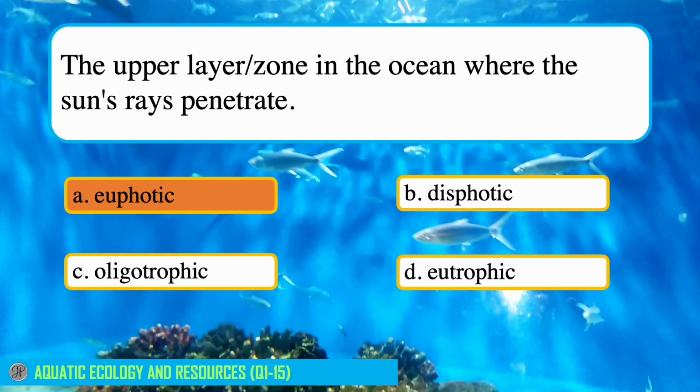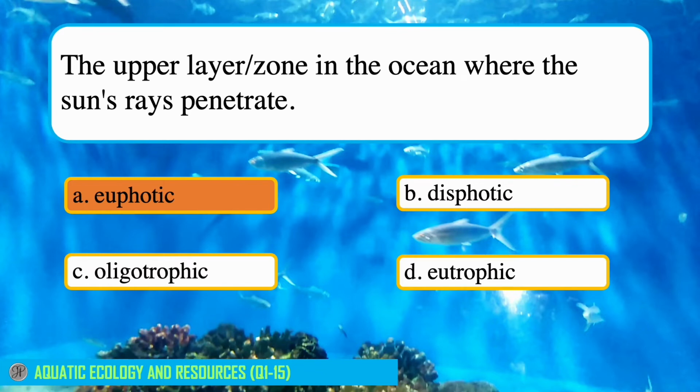On the other hand, the dysphotic zone is a layer where only a small amount of light penetrates the water. It is just below the photic zone and is known as a twilight layer. We also have the term aphotic. It is the darkness layer of the water column.